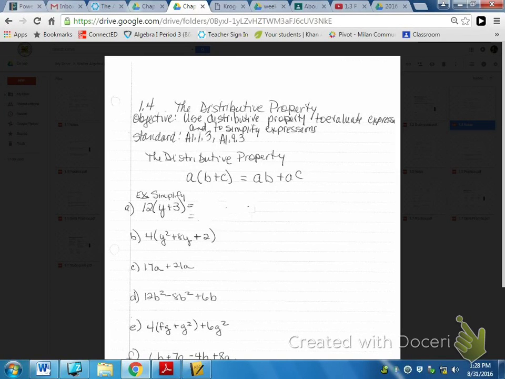Lesson 1, the distributive property. The objective today is to use the distributive property to evaluate expressions and to simplify expressions. It covers the algebra standards 1-3 and 9-3.